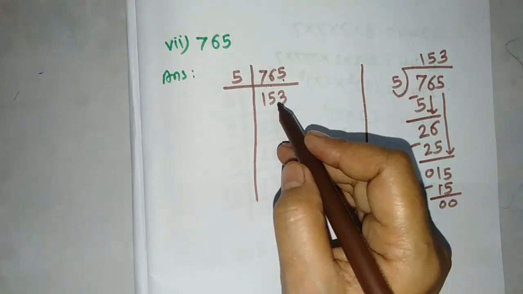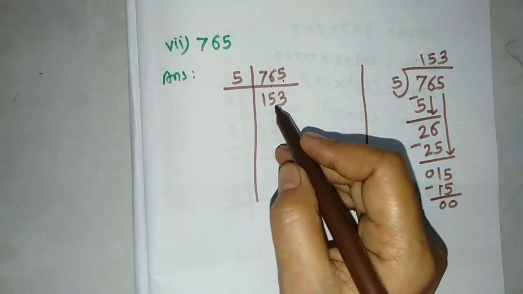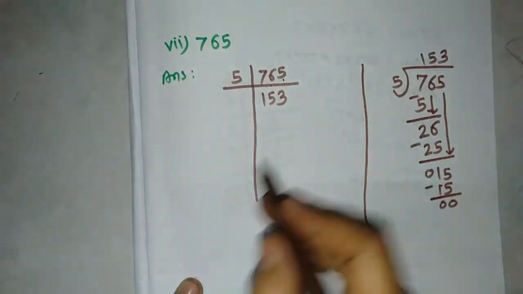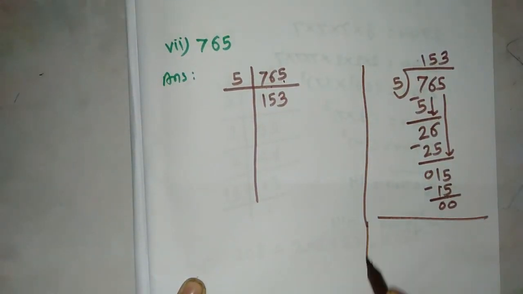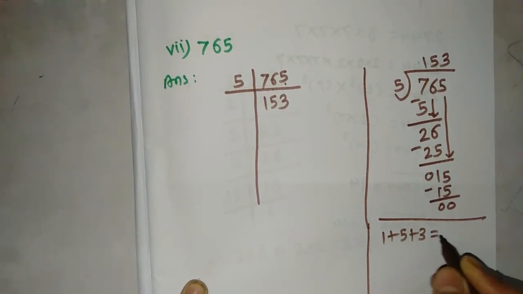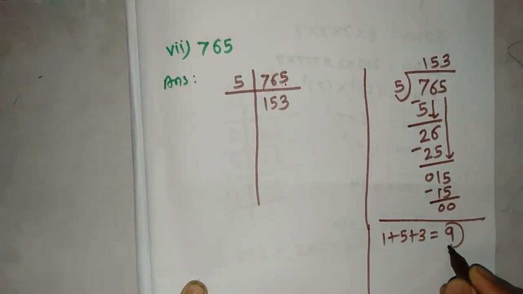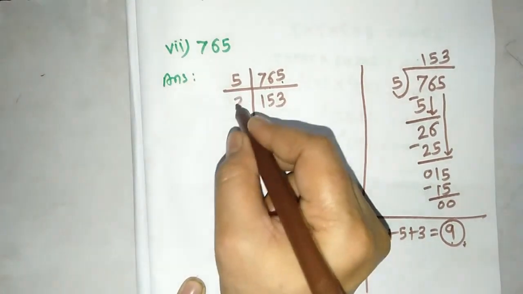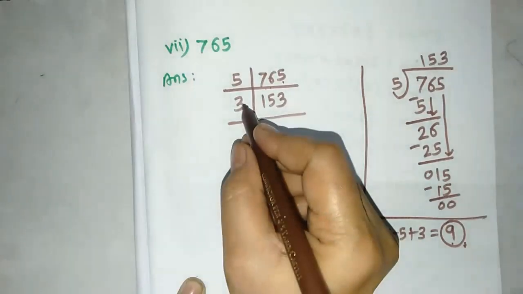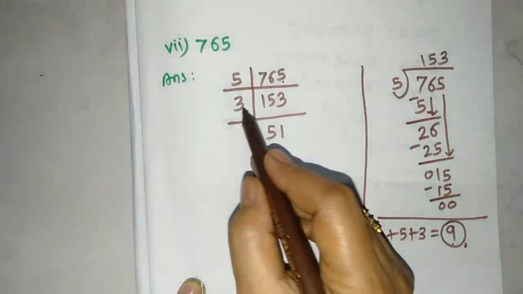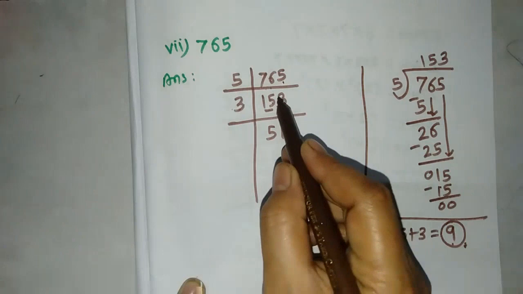Now it is not an even number, so it is not divisible by 2. Check whether it is divisible by 3 or not. Take the addition of digits: 1 plus 5 plus 3 is equal to 9, and 9 is in the table of 3, so it is divisible by 3. So 3 5s are 15, 3 1s are 3. Very simple.